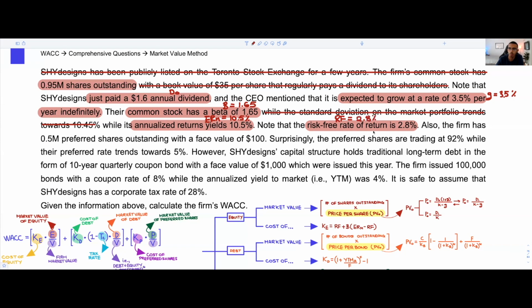2.8%. All right. Now, if we read the next sentence, let's read it together. You'll see why I said uh-oh. Also, the firm has 0.5 million preferred shares outstanding with a face value of $100. Now we could go ahead and take another color because now we're talking about preferred shares. So let's highlight the stuff that we need here in a different color. So we have 0.5 million preferred shares outstanding.